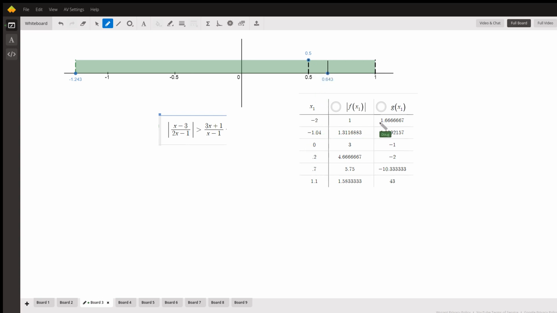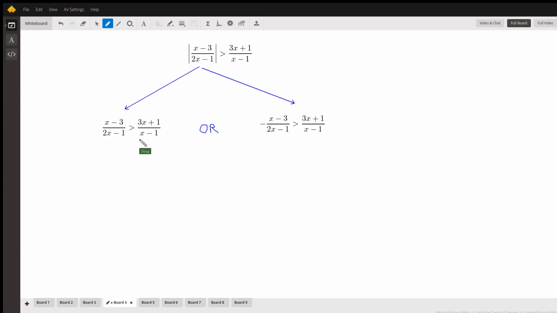And here's kind of proof in a table: for numbers to the left of negative 1.243, the absolute value of that left side, which is f of x, is not greater than the right-hand side, g of x. But as soon as I move inside this interval, yes, the absolute value of f of x is greater than g of x, and so on. We move to the right of 1, and this is no longer greater than that. So the question is, how could we figure that out algebraically?